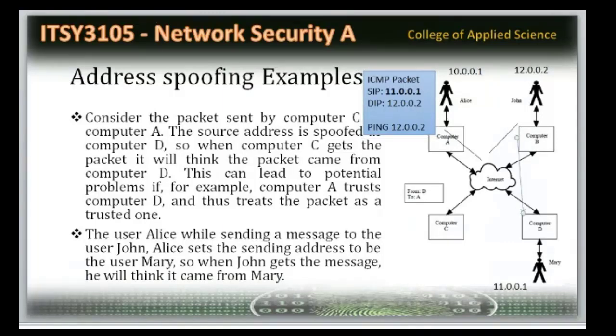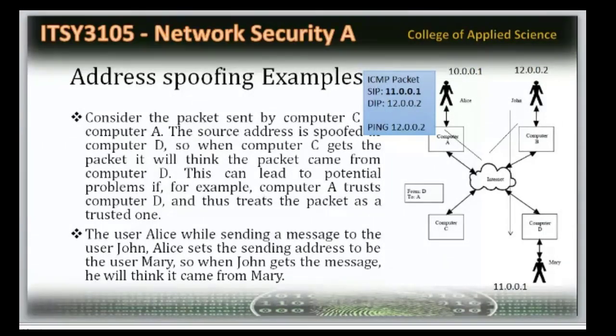Just think. You have not given any ping command, but you are going to get a reply. So the reply is going from John to Mary. That means from here to here, the reply is going to go. So this is called IP spoofing.